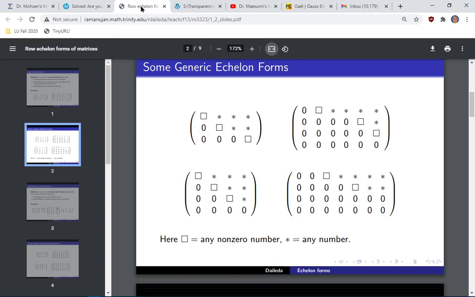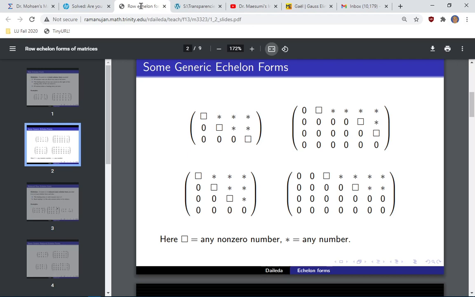So in explaining echelon form, down here you see some zeros. These squares are supposed to be non-zero entries, and these star entries could be any number, 0 or non-zero, we don't really care. A matrix is going to be in echelon form if there are any rows of entire zeros, they have to be at the bottom. So for example, here you see an entire row is 0. This one has 2 rows of zeros.